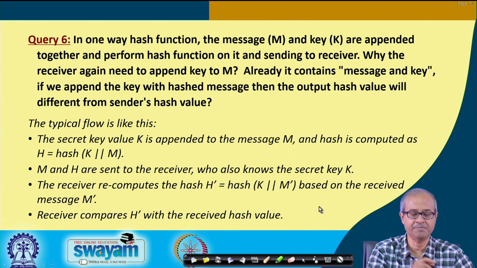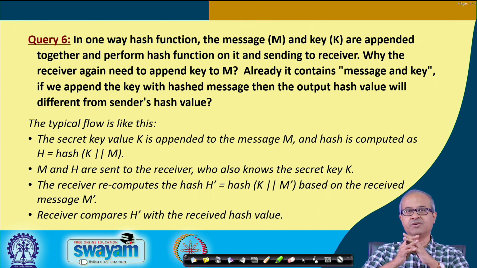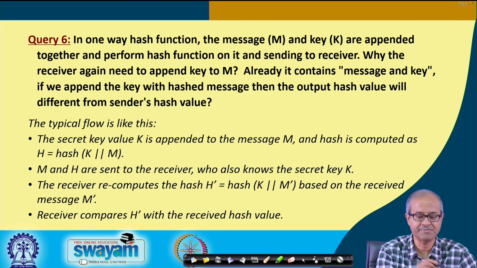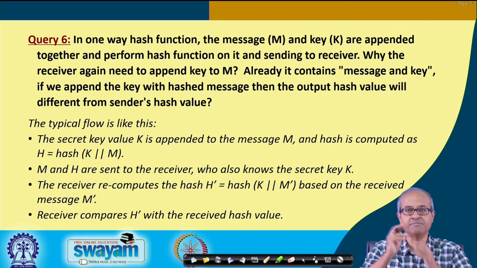Let us move on. Okay, here is a question based on the one-way hash function. The question was something related to how things work in a one-way hash function. I am reading out the question once. In a one-way hash function, the message and key are appended together, and the hash function is performed on it and sent to the receiver. The question was, why does the receiver again need to append the key to M? Already it contains message and key. If we append the key with the hashed message, then the output hash value will be different from the sender's hash value.